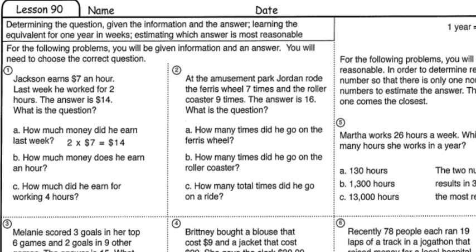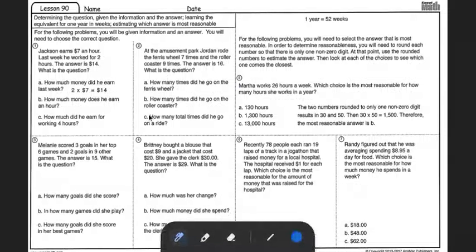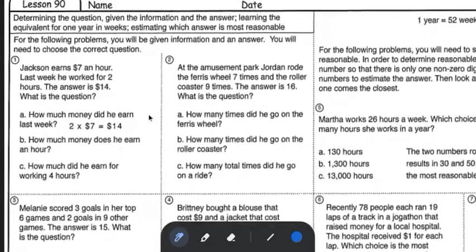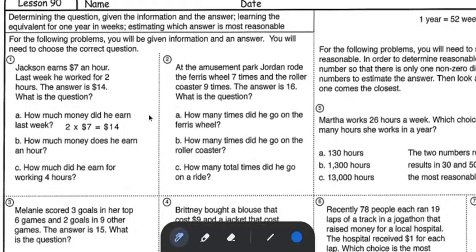Listen along, follow along on your paper, and don't forget to pause the video when I say to pause the video. Here we go with number one. Let's read here first. There we go. For the following problems, you will be given information and an answer. You will need to choose the correct question.